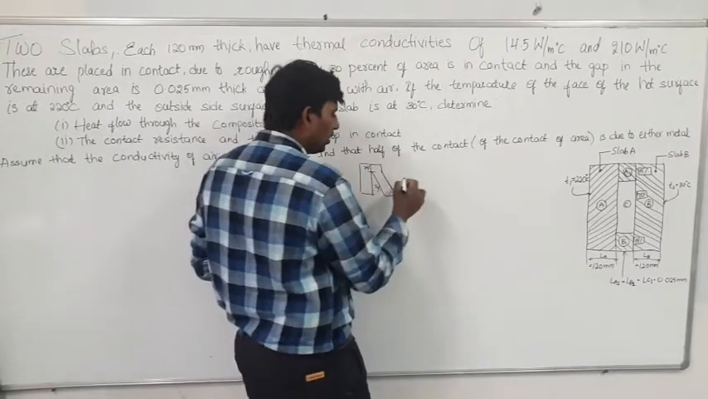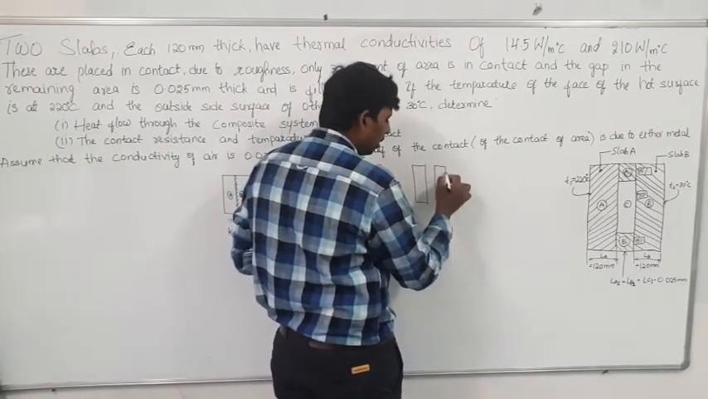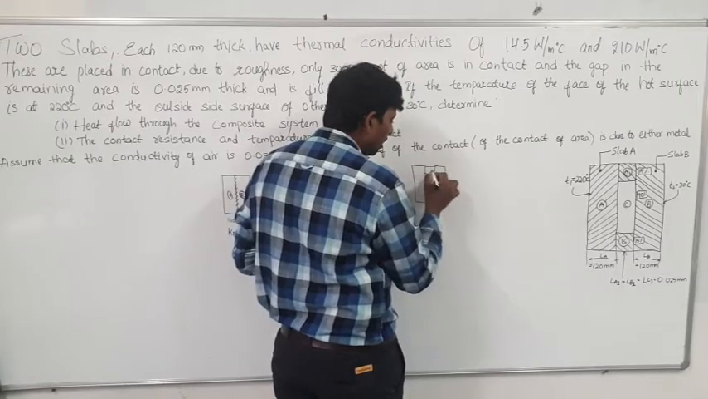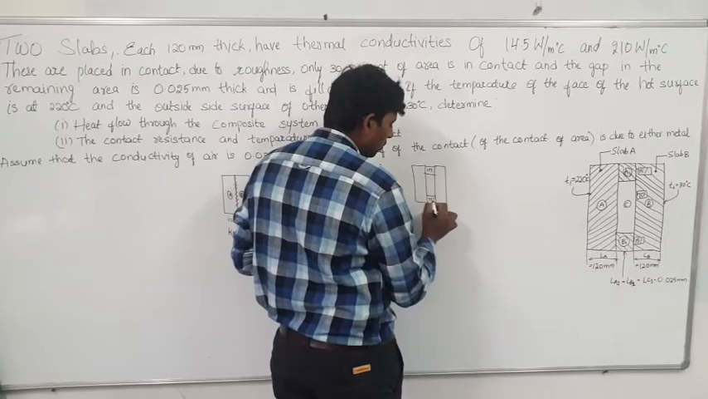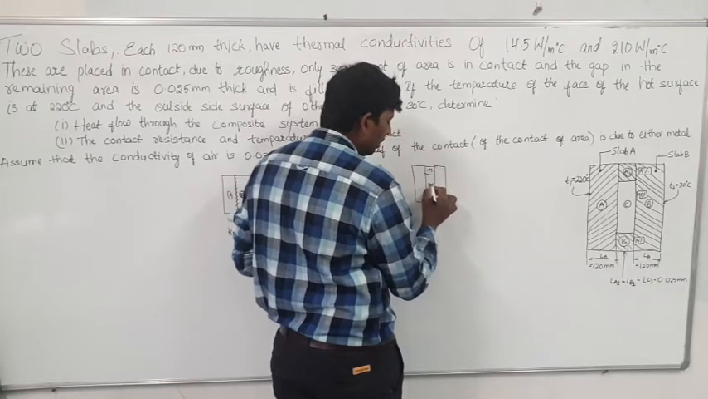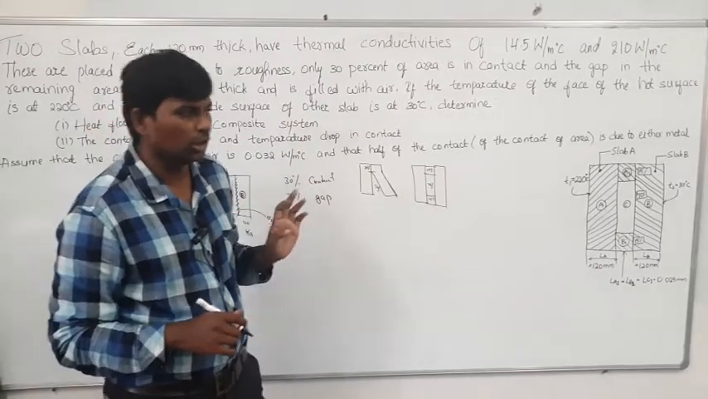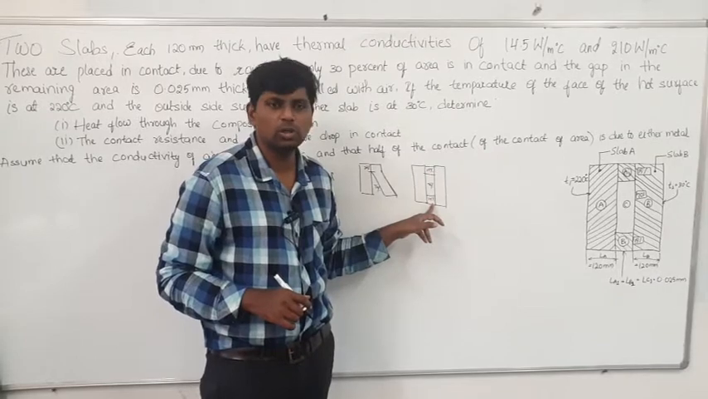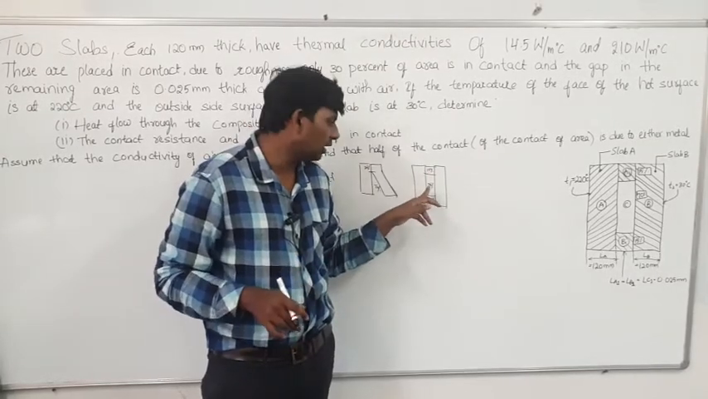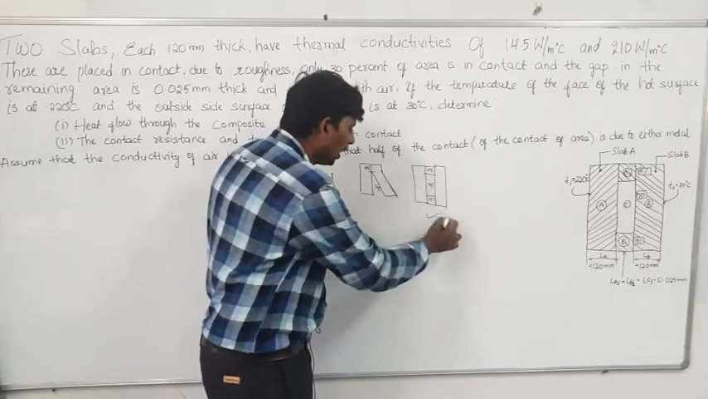So this 30% is there now. This is my component 1 and this is my component 2. Here I am taking 15% and here another 15%. The remaining is 70%. See, 15 plus 15 is equal to 30%, and this one is 70%. Like this you have to draw the diagram.